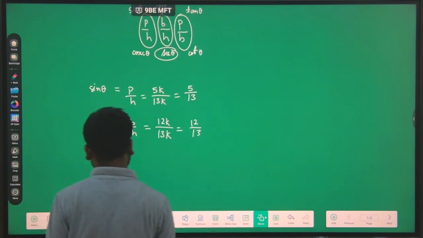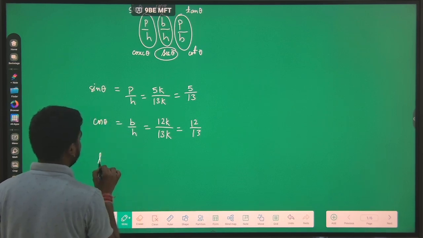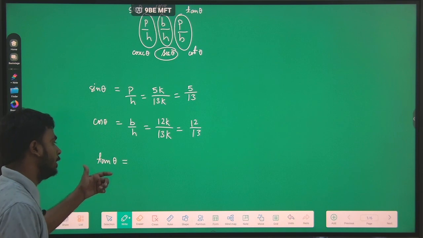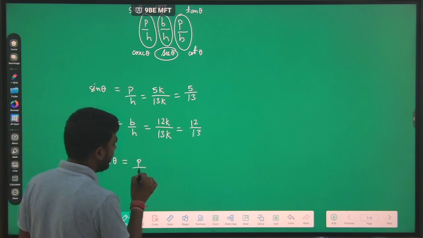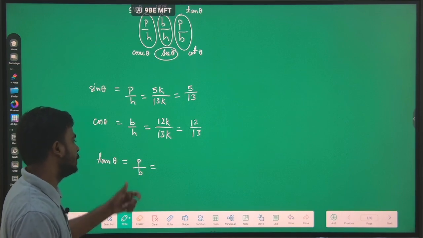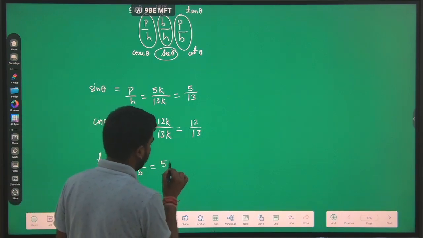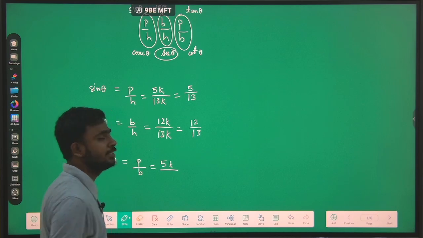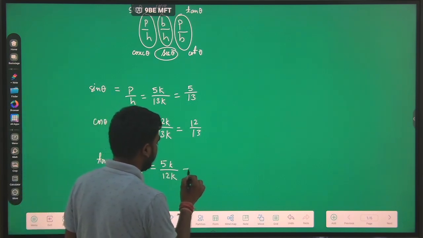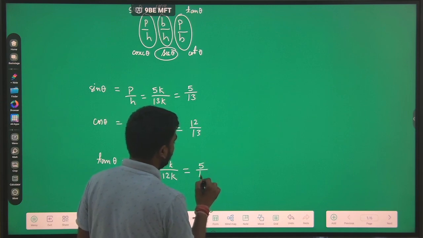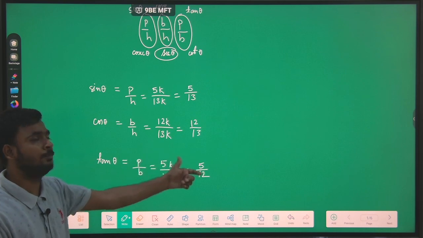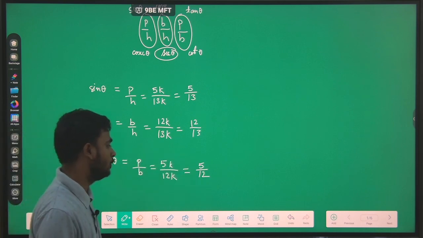Now tan theta. Tangent of angle theta will be equal to P upon B, that means perpendicular upon base. What is perpendicular here? 5k. What is base here? 12k. So we will get 5 upon 12 as this trigonometrical ratio. The tangent of angle theta will be equal to 5 upon 12.